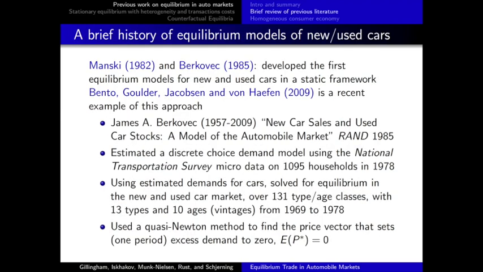So, I'm going to go very, very quickly over the history of equilibrium models of new and used cars. Okay, so this dates back to before we go to the model, just to see where all this is coming from. Manski and Berkovec, Jim Berkovec, were the first to develop these equilibrium models for new and used cars. So we're going to build on their work, okay?